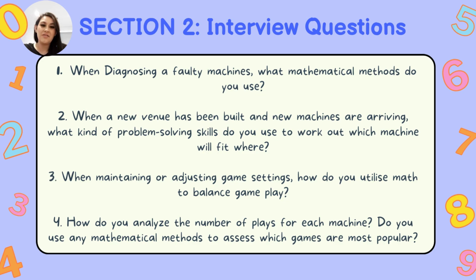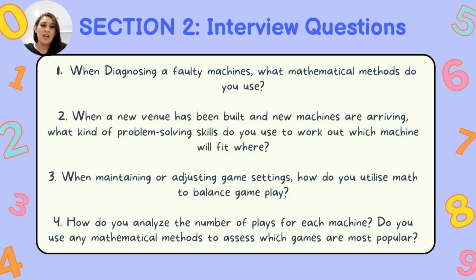When diagnosing a faulty machine, what mathematical methods do you use? This depends on the type of fault. If it's an electronics fault, we use the formula P equals V times I, where P is power, which is measured in watts, V is for voltage, measured in volts, and I is for current, measured in amps.